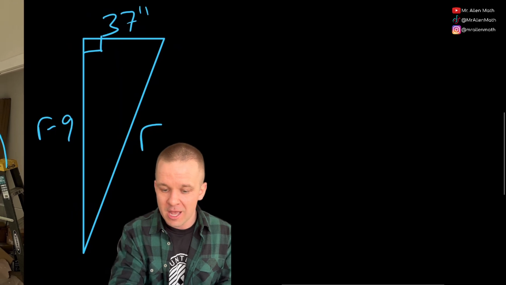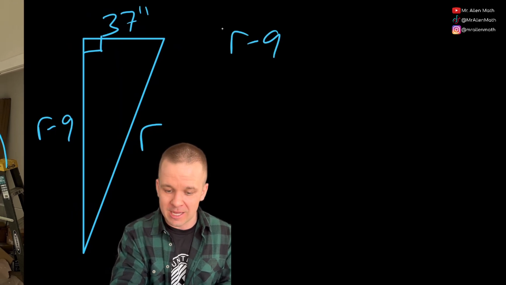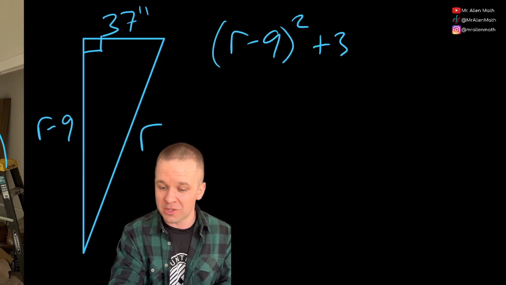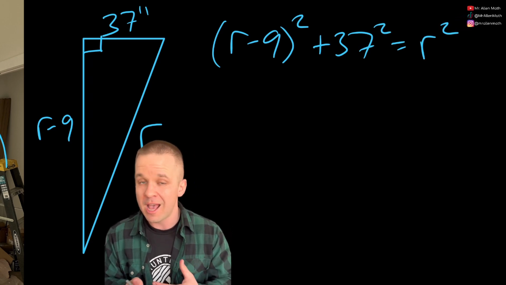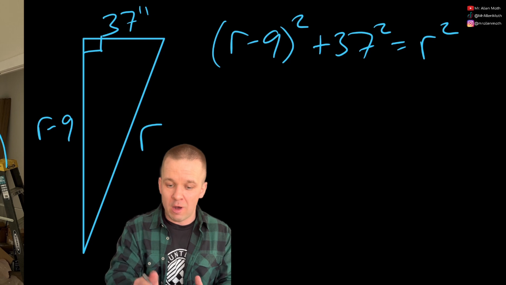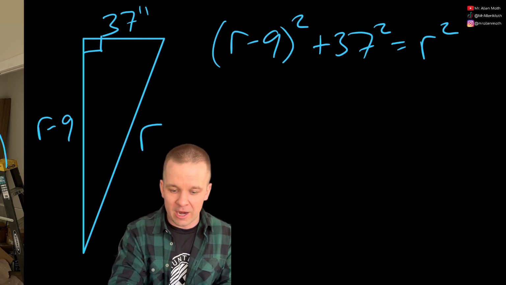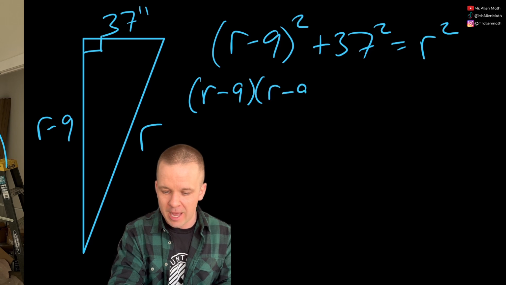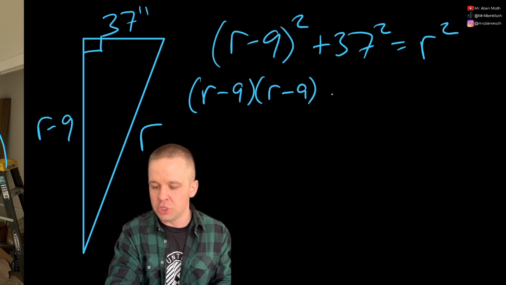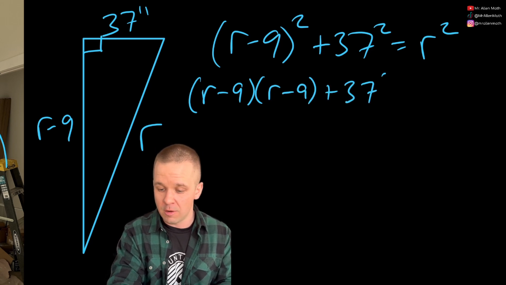So what I can do here is I can hit it with some Pythag, (r minus 9) quantity squared plus 37 squared equals my hypotenuse, which is also r squared. And I got to do a little bit of algebra here. So I'm going to FOIL out the r minus 9, so I'm going to multiply them together like this. A lot of people accidentally just distribute their exponent of 2 in. That is incorrect. No bueno, okay?